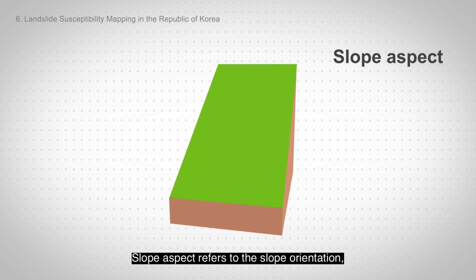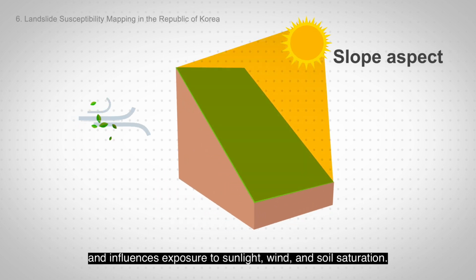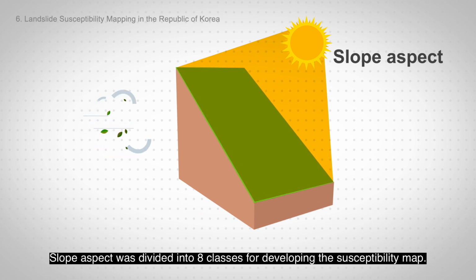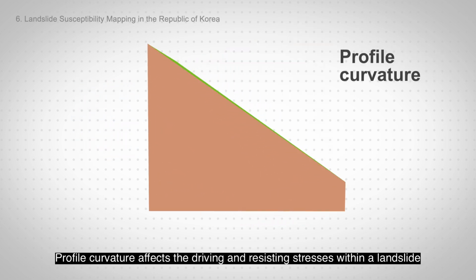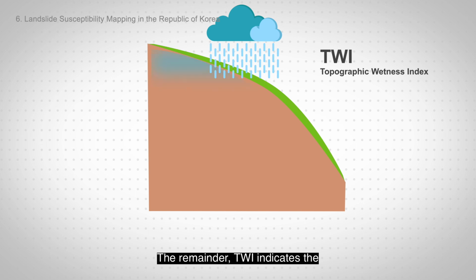Slope aspect refers to the slope orientation and influences exposure to sunlight, wind, and soil saturation. Slope aspect was divided into 8 classes for developing the susceptibility map. Profile curvature affects the driving and resisting stresses within a landslide in the direction of motion. The remainder, TWI, indicates the spatial distribution of soil moisture and surface saturation.